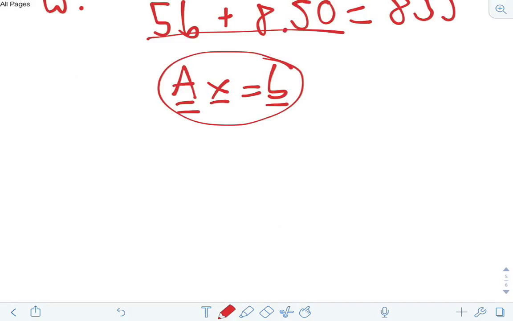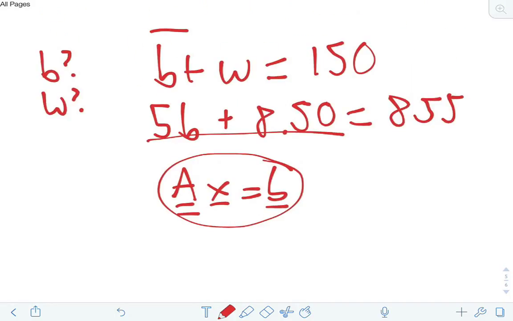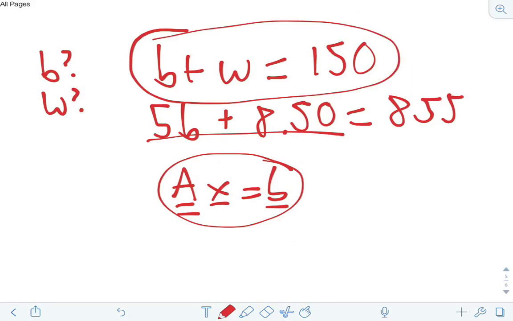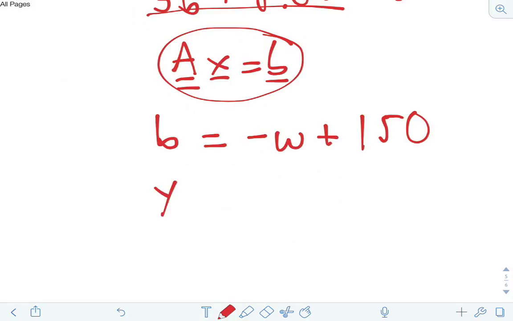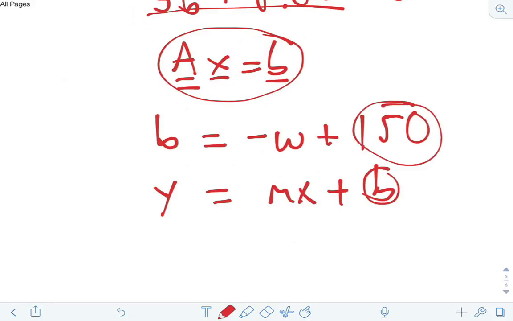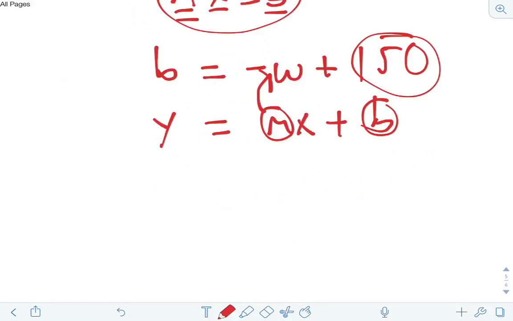If we come back to these two things here, we also see we can think of this as an equation for a line. For example, if we have B equals minus W plus 150, we see this as an equation for a line in the form y equals mx plus b. Well, there's a different b. Your intercept here is equal to 150, and your slope m is equal to minus 1.